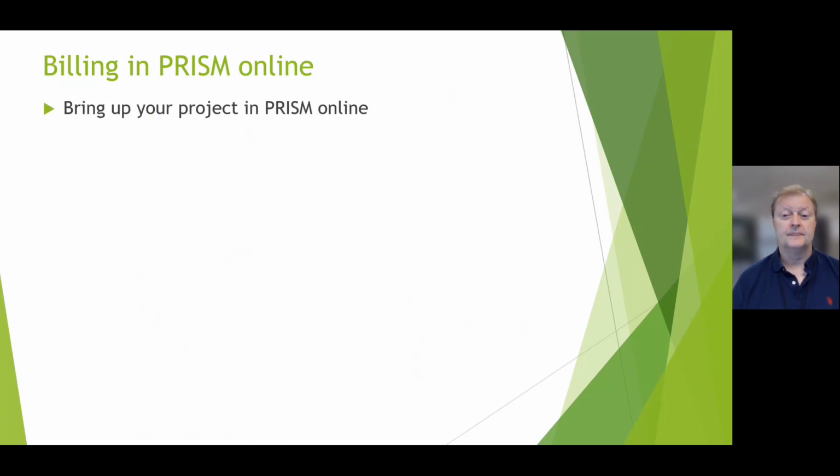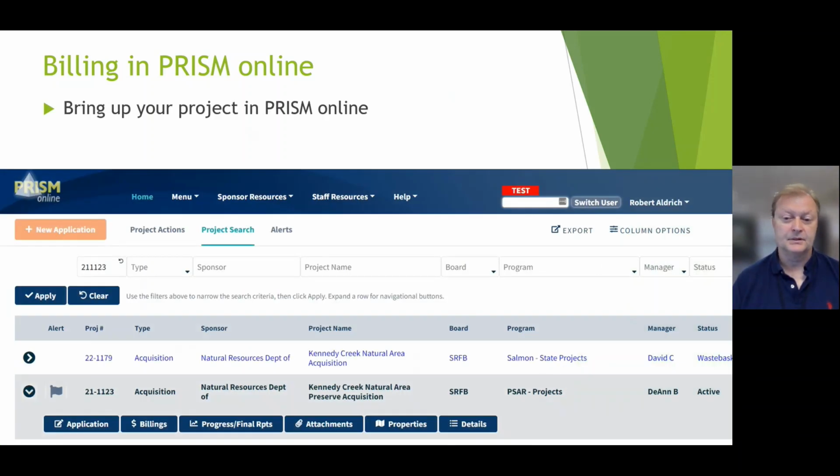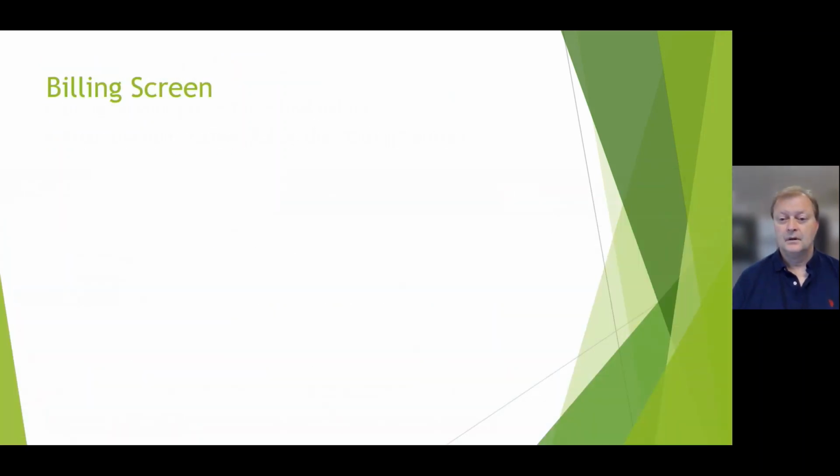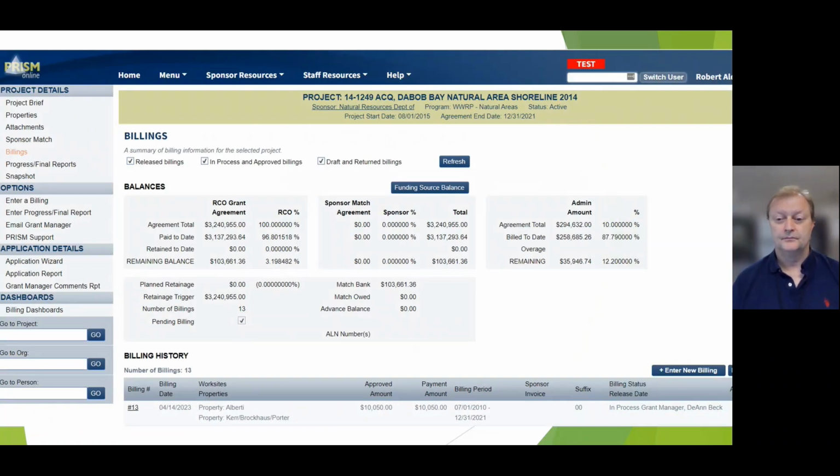Let's create a billing. Navigate to the PRISM home screen and bring up your project. Enter your RCO grant number here. Press enter. If needed, click the arrow to the left to expand your choices. And the billing button located in the choices below your grant, you want to click on that right here. Then the billing screen will show.